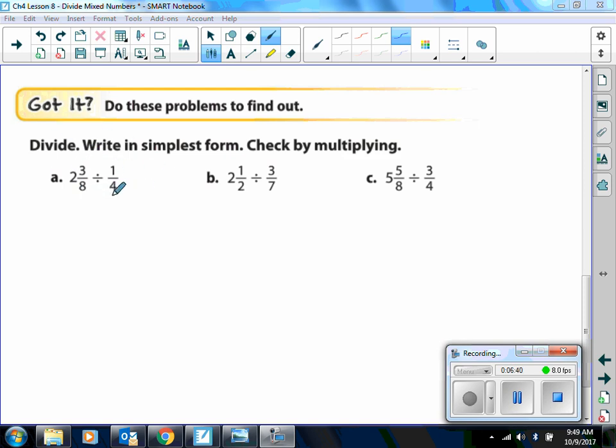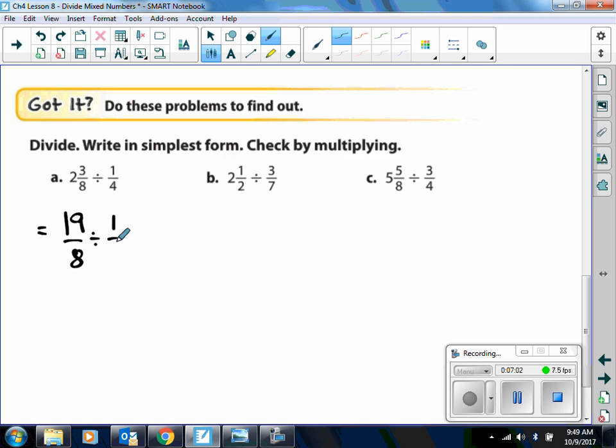Very good. Okay. So for the got it problems, problem A, we have 2 3/8 divided by 1/4. Make sure you are writing your original problem, okay? So 2 3/8, we're going to change that to an improper fraction. So 2 times 8 is 16, 17, 18, 19 eighths. And then we're going to divide that by 1/4. So now we can keep, change, flip. So we're going to multiply by the reciprocal. So that's 19 eighths times 4/1.